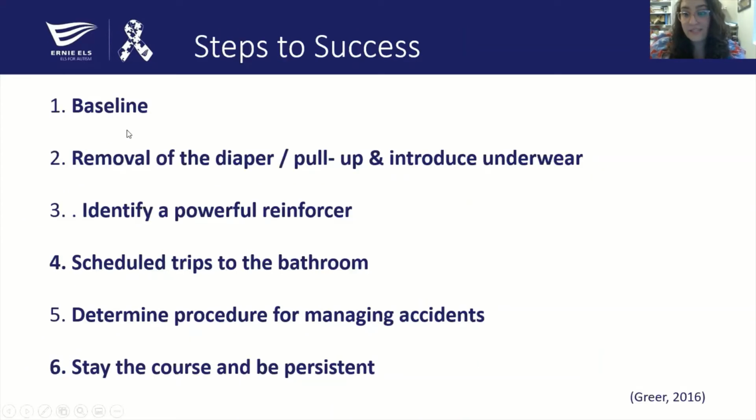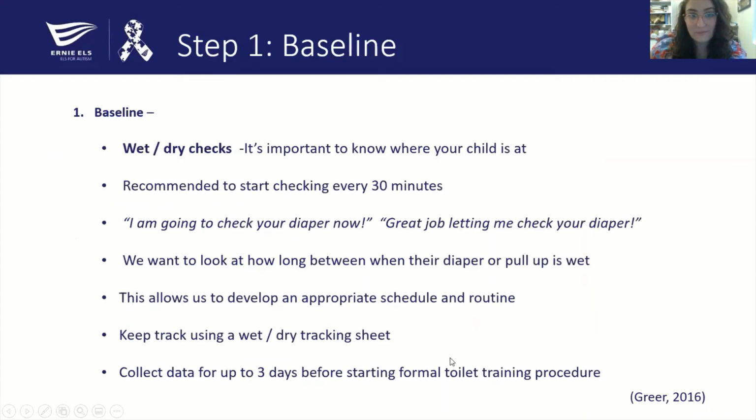So here are our steps to success. First, take baseline. Second, remove that diaper and pull-up and introduce underwear. Number 3, identify a powerful reinforcer. Number 4, schedule trips to the bathroom. Number 5, determine procedure for managing accidents. And 6, stay the course and be persistent.